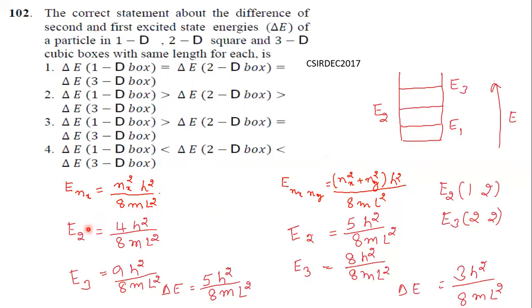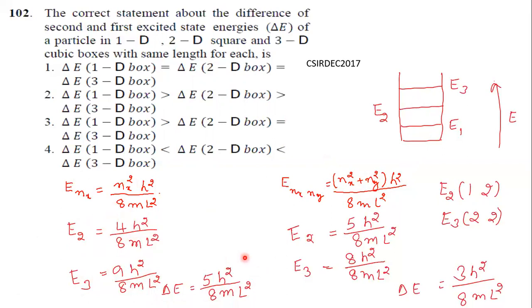So we need to find the energies corresponding to E2 and E3 in case of a 1D box. E2 gives 4h square by 8 m l square. E3 gives, substitute 3 here, it will become 9h square by 8 m l square. And the difference between these two is delta E is equal to 5h square by 8 m l square. This is the difference between the first excited and second excited state of a particle in a 1D box.